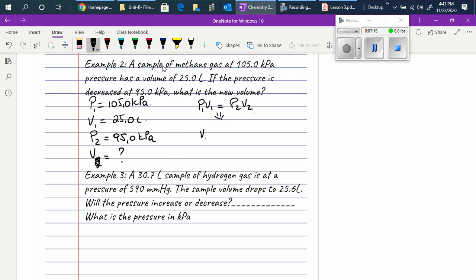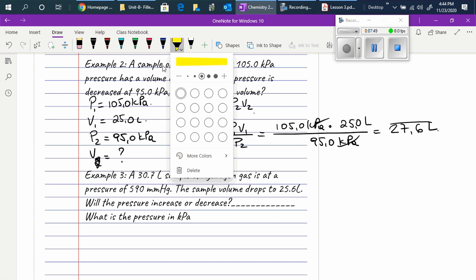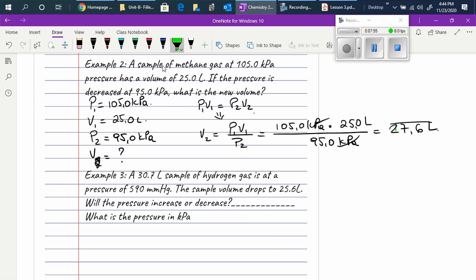From here, we find that V2 is equal to P1 V1 over P2. Substituting, what we have is 105 kilopascal times 25 liters over 95 kilopascal. So kilopascal and kilopascal cancel out, and then we'll have 27.6 liters. As you see here, the volume is increased in comparison to the initial one.